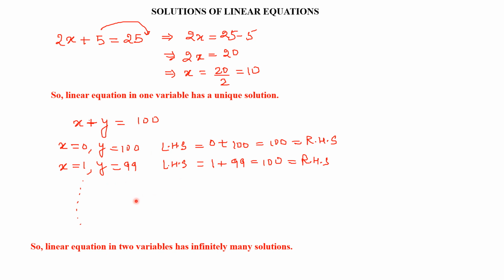So when such a type of question comes in MCQ, that one equation is given and you have to find how many solutions are possible for this, the answer will be infinitely many solutions. Okay, so I hope it is clear now. A linear equation in two variables has infinitely many solutions, and if it is only one variable, it has a unique solution. Now I will be solving few questions from exercise example sums, and then I will move to the next exercise.